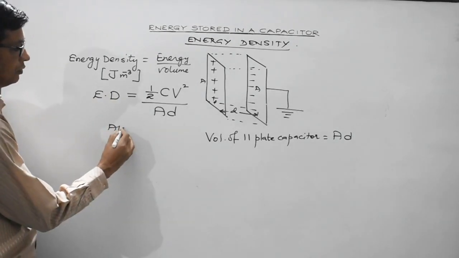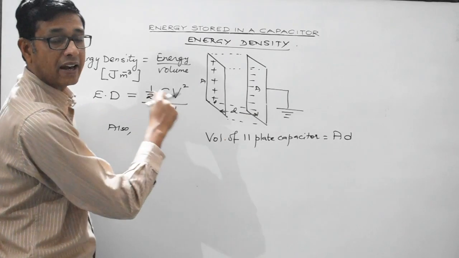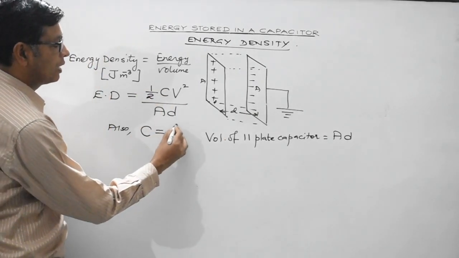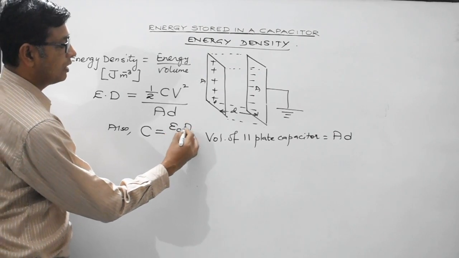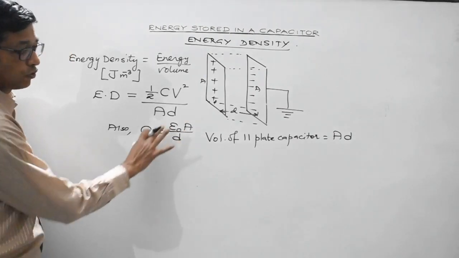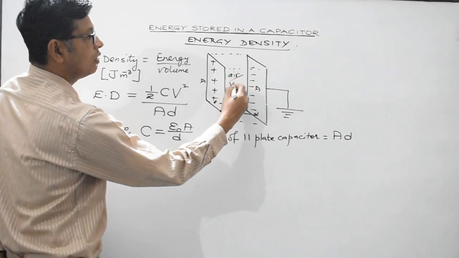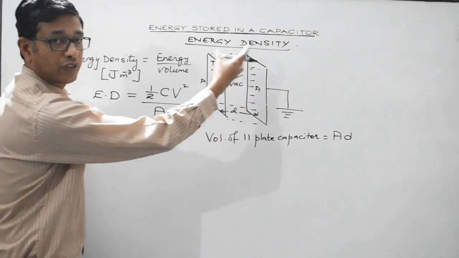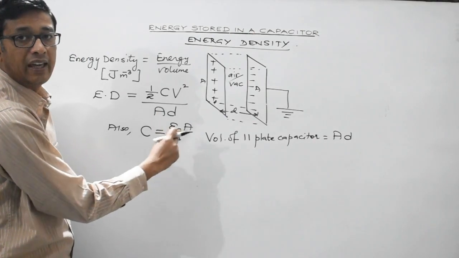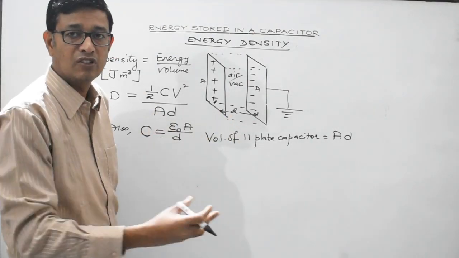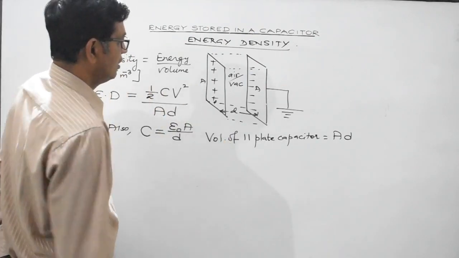Also, we are considering the case of a parallel plate capacitor. We have derived that the capacitance of a parallel plate capacitor is epsilon A by D, provided the space between the plates is air or vacuum. In case of any medium, it would become K epsilon A by D. Here in the present scenario, we are considering air or vacuum to be the case.